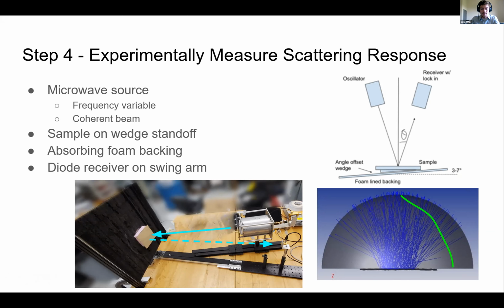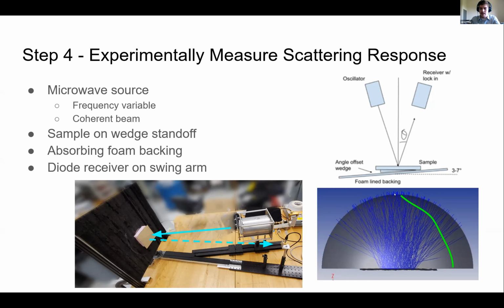And the whole diode is mounted to the swing arm. And there's a protractor here. So we can measure the scattering intensity as a function of the angle. And I want to also mention that our sample is mounted on this wedge standoff so that we can discriminate the reflection from the actual sample and the backing. Even though our backing is really microwave absorbing, we just want to take extra precautions when looking at our signal reflections. But in our experimental setup, compared to the ray tracing, we're only seeing a part of the picture.